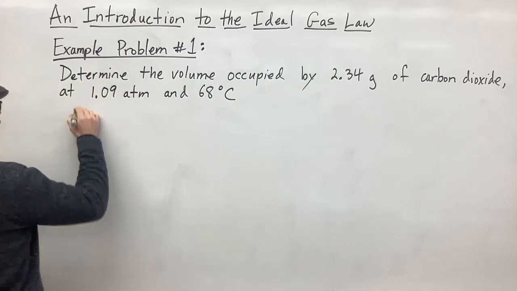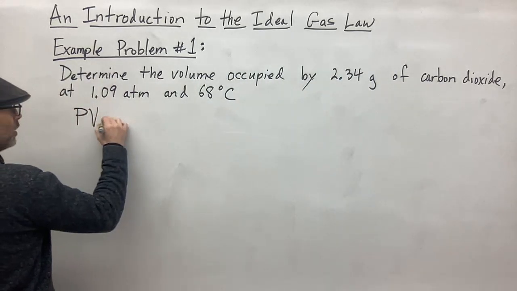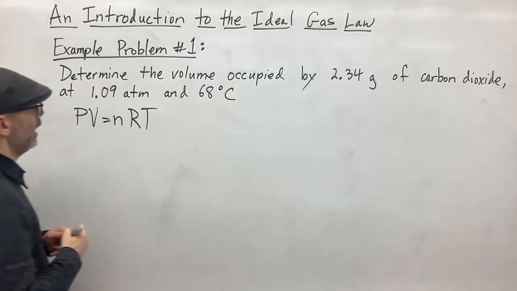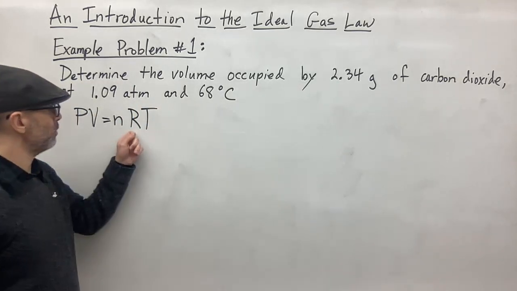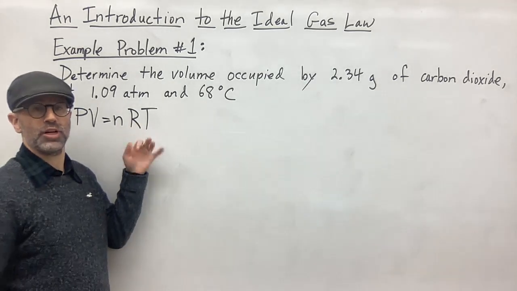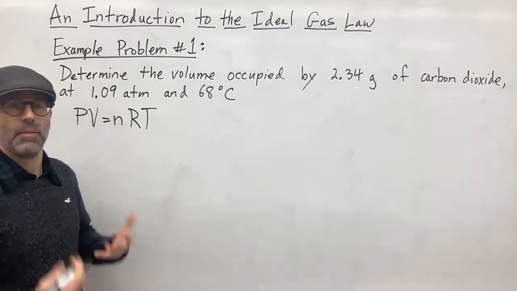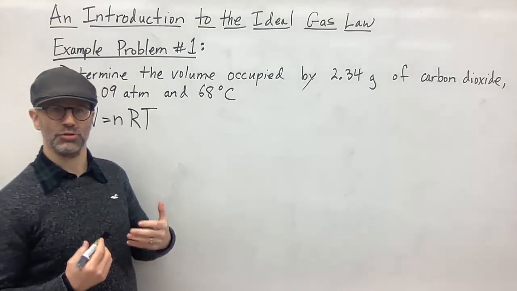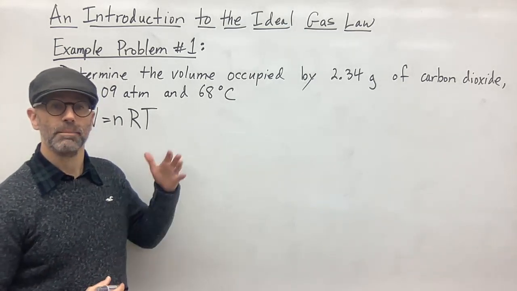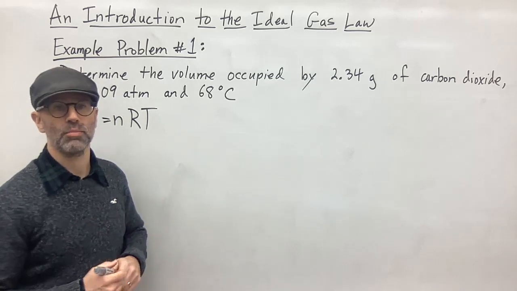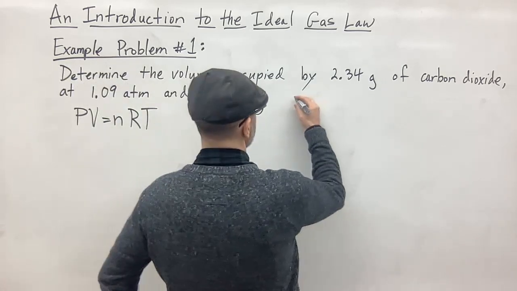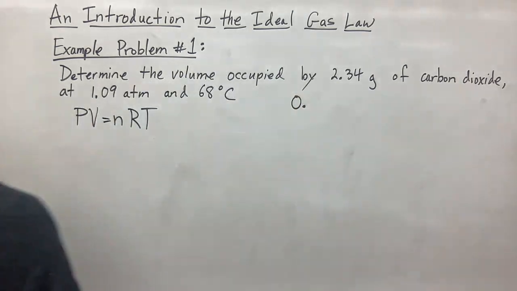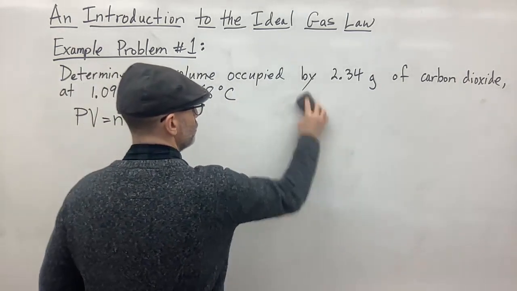So first, we're going to use PV equals nRT. And remember, the units of the R value are going to depend on which one we use. I always use the 0.08206 liter atmospheres over mole Kelvin. So that's the one I'll be using. So R is equal to that value.